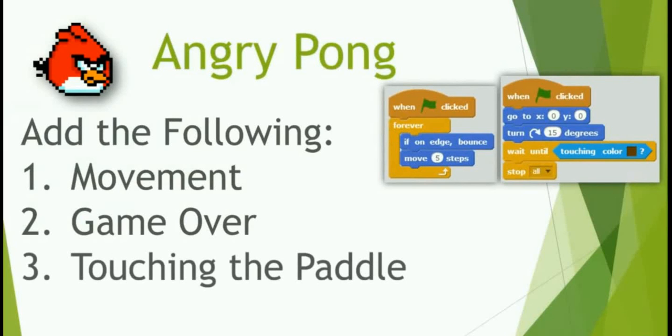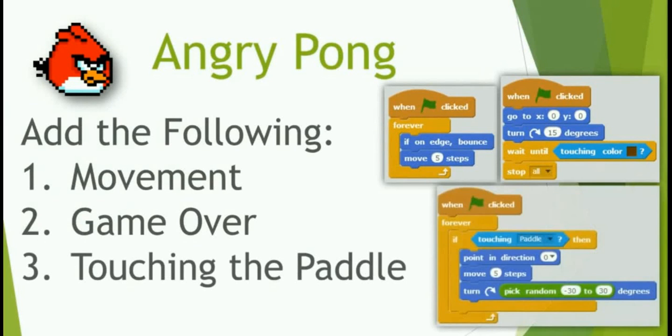What happens when we touch the paddle? Well, we're going to always be checking to make sure that we're touching the paddle, and if he is touching the paddle, we're going to tell the Angry Bird to point in the up direction, because we want it to stop facing downwards and start facing straight up. Then we're going to tell him to move 5 steps in that direction and pick a random degree to turn. So he'll either turn to the left or turn to the right. And that's how we're using operators as well.